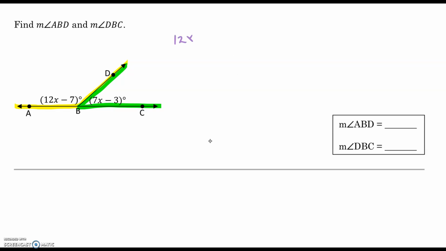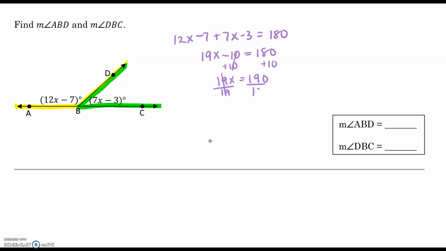So we have 12x minus 7 plus 7x minus 3 is equal to 180. We combine like terms. 19x, negative 7 minus 3 is minus 10, is equal to 180. I'm going to add 10 to both sides. 19x equals 190, and then I'm going to divide by 19 on both sides. x is equal to 10.